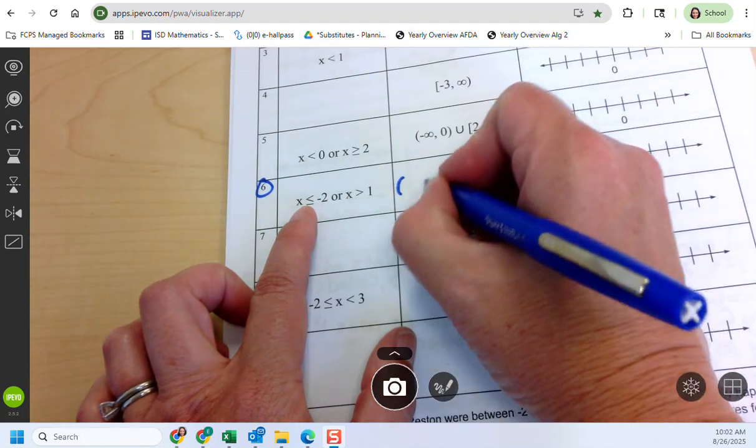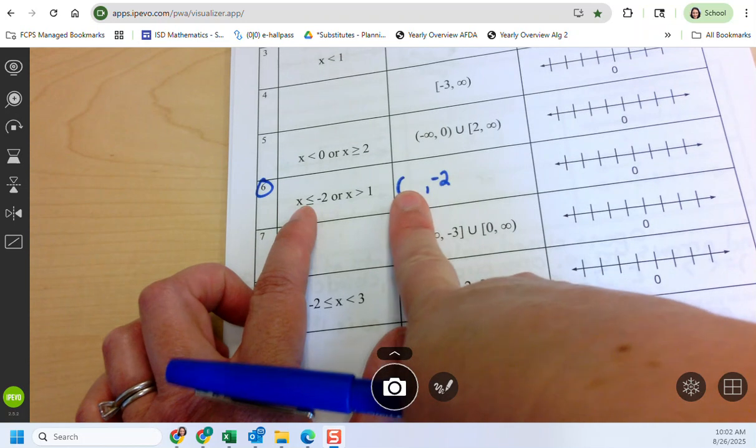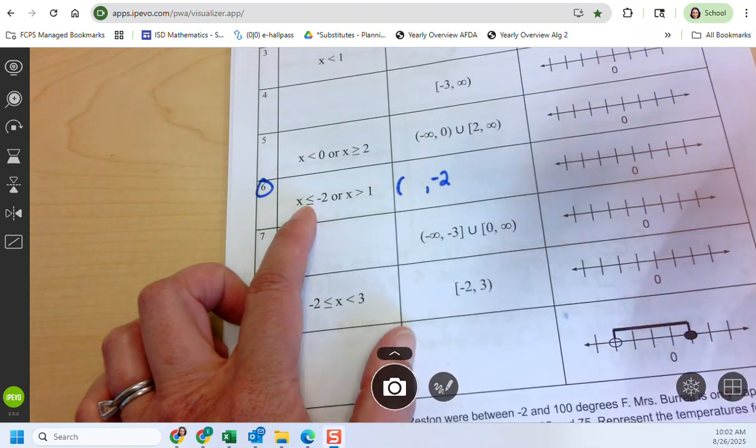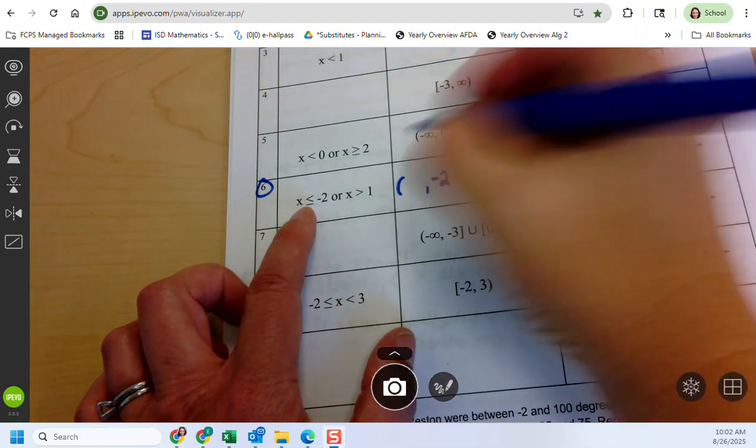-2 is the biggest number it can be, so that's going to go here. The smallest number: -infinity. That was tricky, right? Because it's -2, but it could be smaller than -2. So it goes all the way back to -infinity.